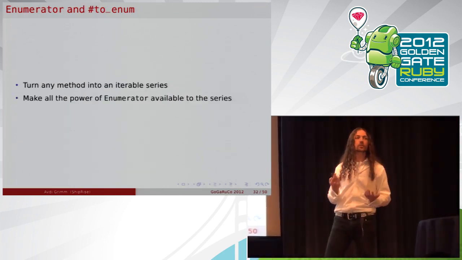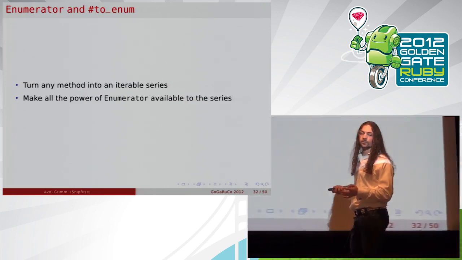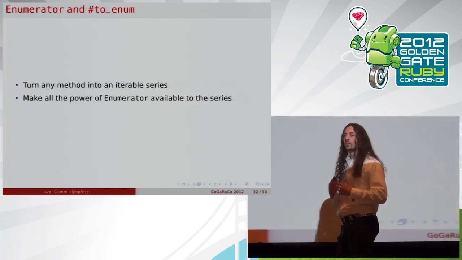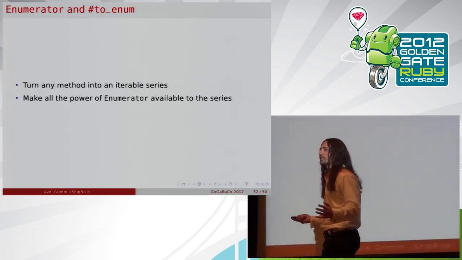So with enumerator and toEnum, you can turn any method that yields into an iterable series, and it makes all the power of enumerable available to that series. It's awesome, it makes me happy.